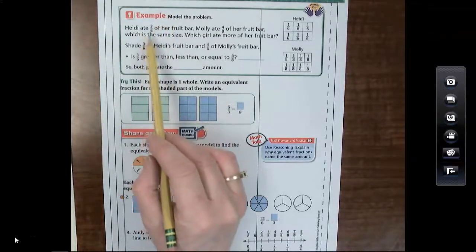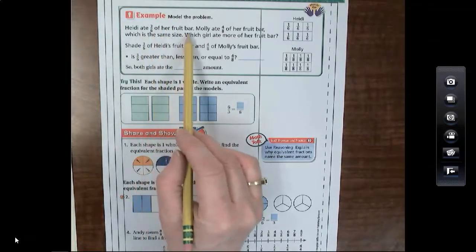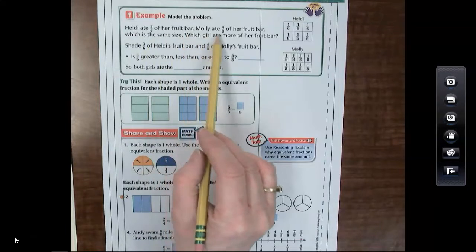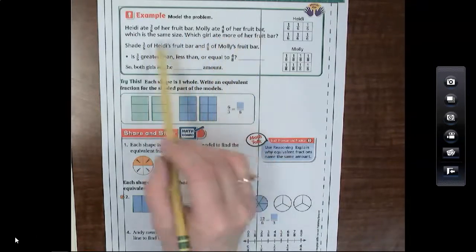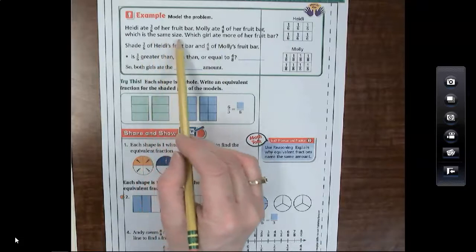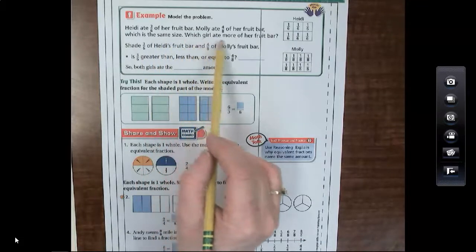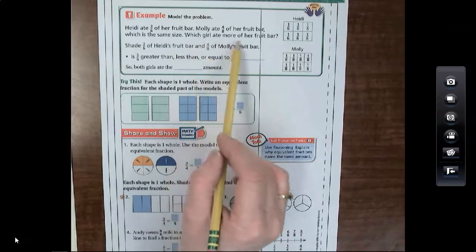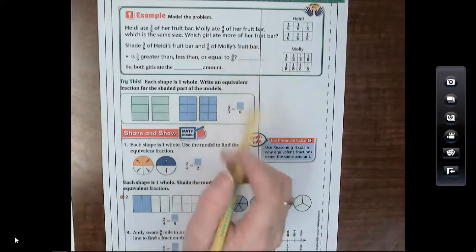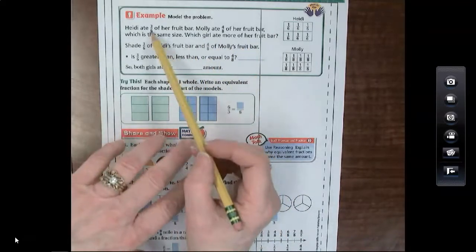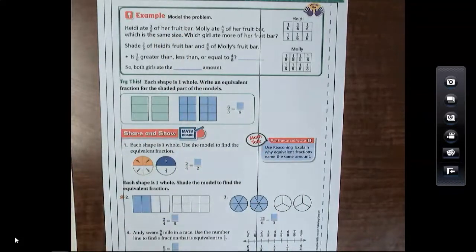It says Heidi ate 3/6 of her fruit bar. Molly ate 4/8 of her fruit bar. Which girl ate more of her fruit bar? So the fruit bar is the same size. Heidi ate 3/6. Molly ate 4/8.